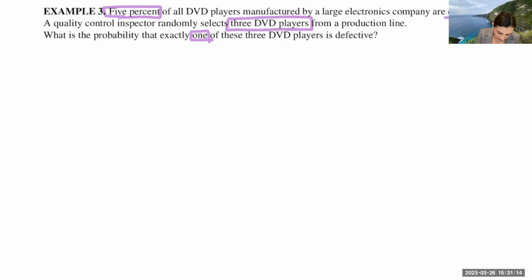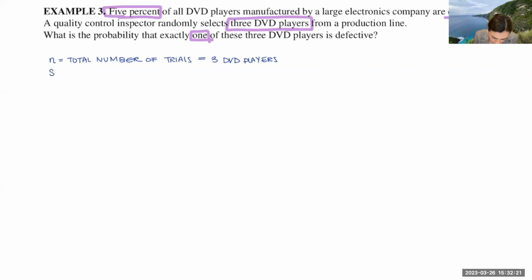So we have N, which is the total number of trials, 3 DVD players, and then X is the number of successes here. We want to find the probability that one of these 3 DVD players that I get at random is defective. So X here is, again, the number of successes. We're going to say that a success here will be defective since the question is asking us for a defective DVD player. It just depends on the problem; that's going to guide you on what is a success and what is a failure. Let me write that down.